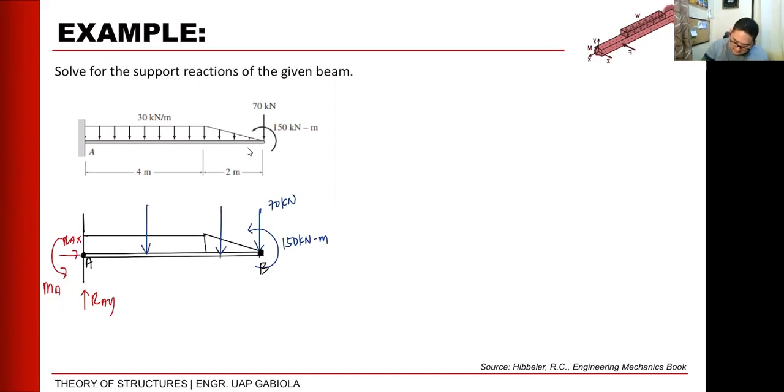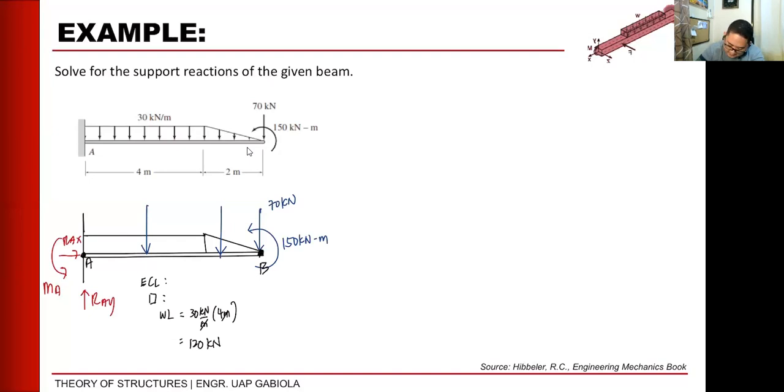Okay, so calculate natin yung ECL natin. So for rectangular, that will be weight times length lang. Okay? So yung weight natin is 30 kilonewton per meter. And ano yung length ng rectangle natin? Length niya is kung hanggang saan lang siya rectangle. So dito lang, no? So 4 meters lang. Okay? 4 meters. So cancel out natin. We have 120 kilonewton. Okay?